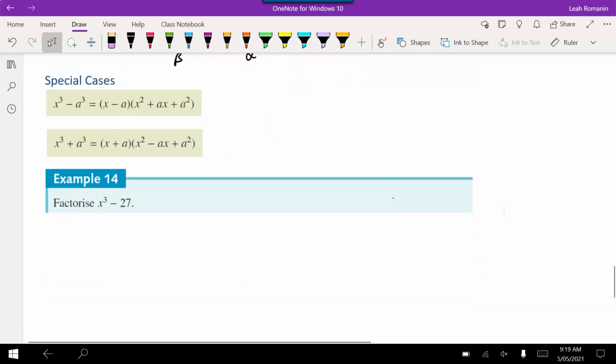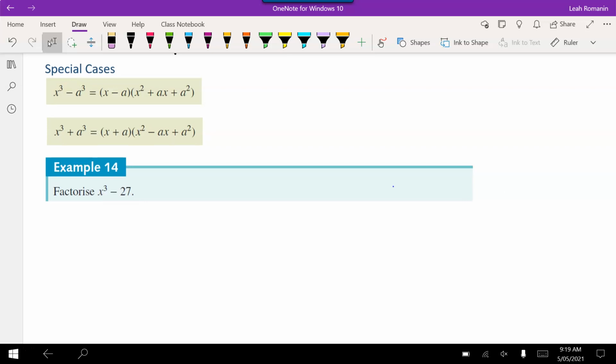Okay, the final few. So we have some special cases. Usually when we look at these with quadratics, they are our difference of two squares. Obviously we can't use that because they're not squares, they're cubes. So these are the theories behind them. Please write these down. So when we have x cubed minus a cubed or x cubed plus a cubed, we can apply these particular theorems to factorize them.